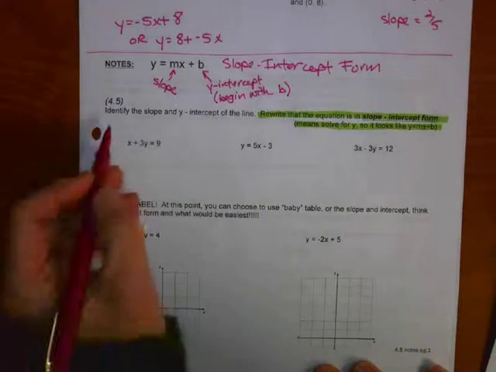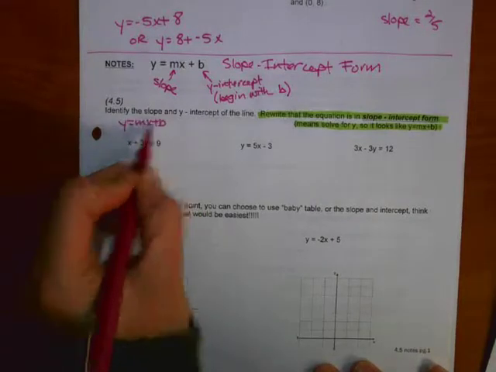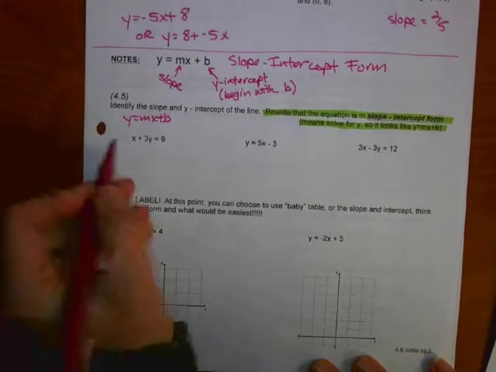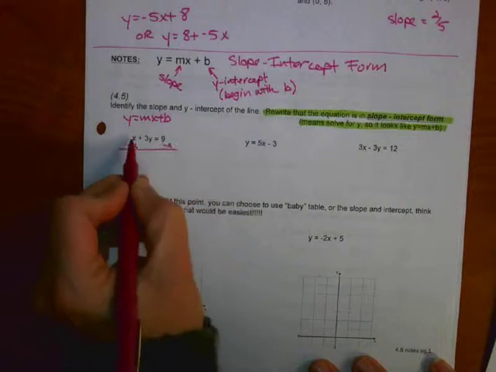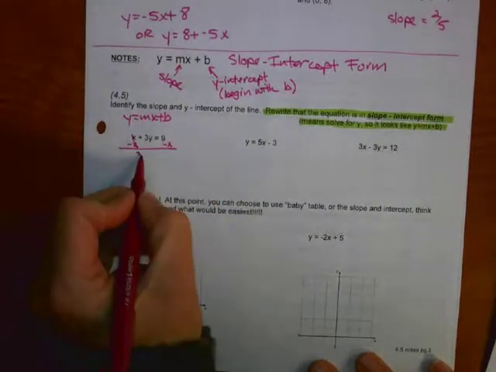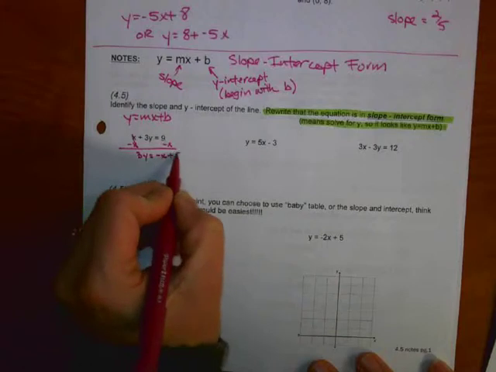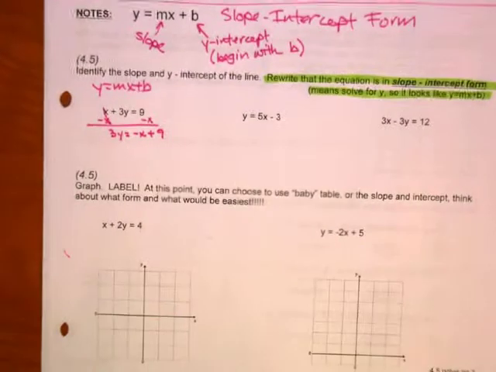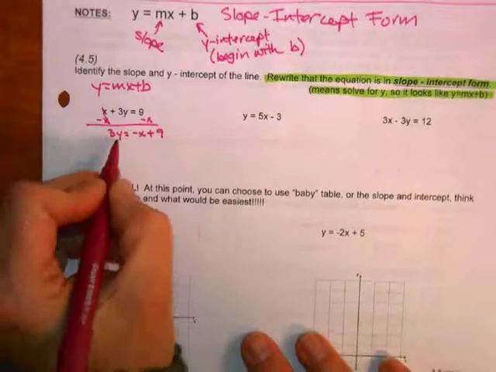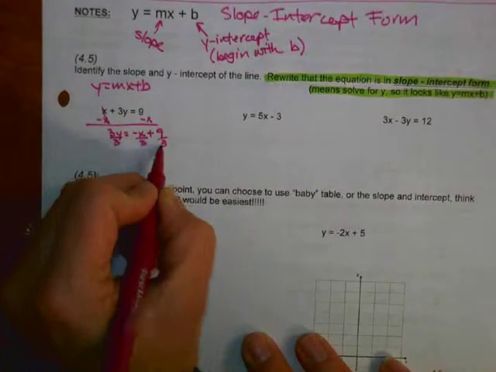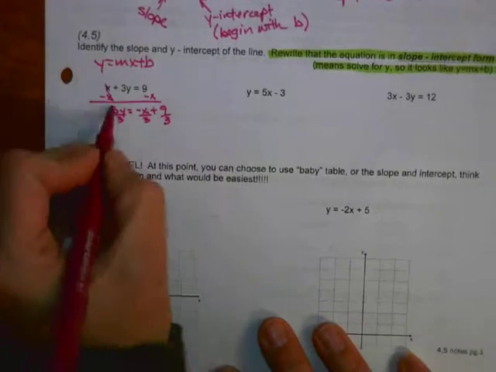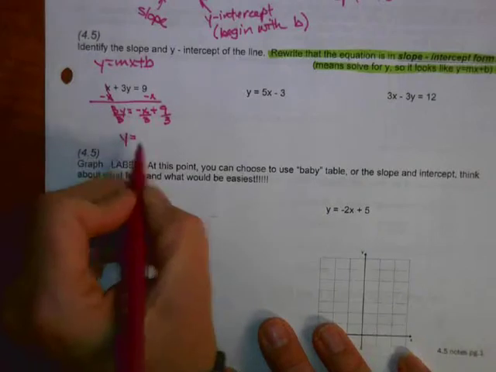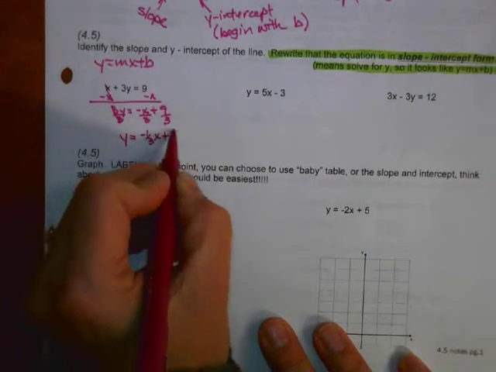So, is this in y equals mx plus b form? No. So we got to get y by itself so we can recognize the slope and the intercept. So I'm going to subtract x from both sides. I get 3y equals negative x plus 9. Now I divide everything by 3. And I get y equals, let's just put a 1 there, negative 1/3 x plus 3.